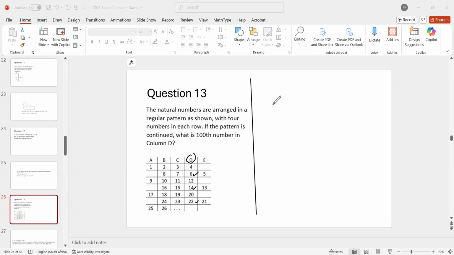So the 100th number is going to be the 50th number in the sequence 6, 14, 22. Now you can see you're adding 8 each time.